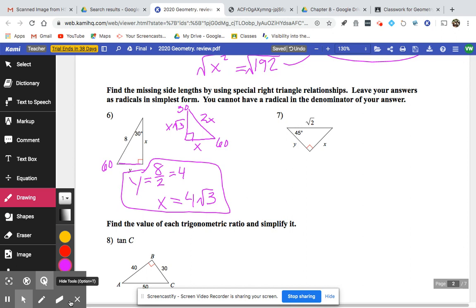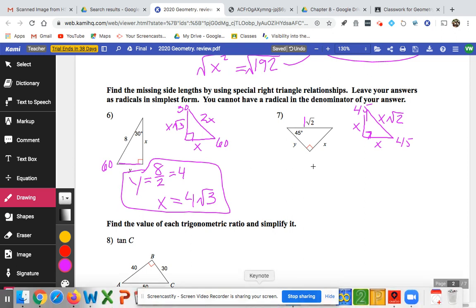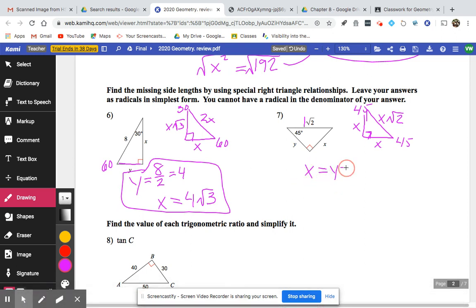Number 7, I have a 45, 45, 90 triangle. So that's a 45-degree angle, that's a 45-degree angle. So our legs are x and x. Our hypotenuse is x times the square root of 2. Now, there's a number in front of that square root of 2. It's understood to be 1. So that means x and y are the same. They're 1. X is 1, y is 1.